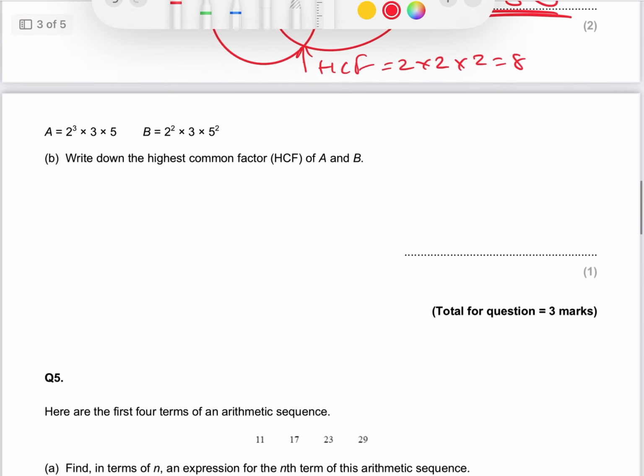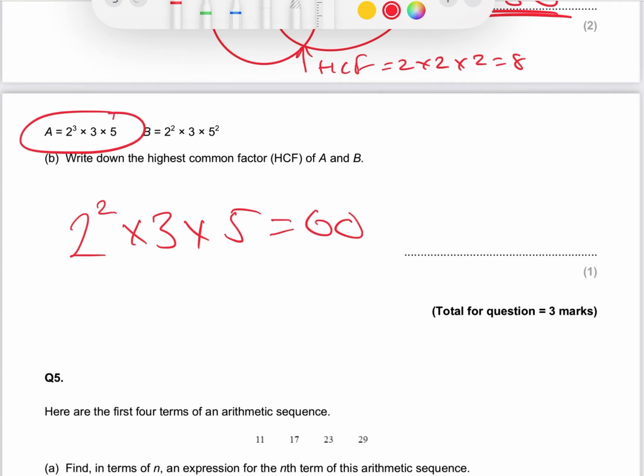Okay, so for this question, highest common factor, it's only things that they both have in common. So if I do this without a Venn diagram, they both have 2 squared, they both have a 3, and they both have 1 5. So then if I multiply these out, my answer is going to be 60, and I don't even know what the numbers are.